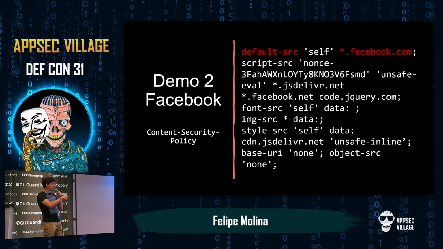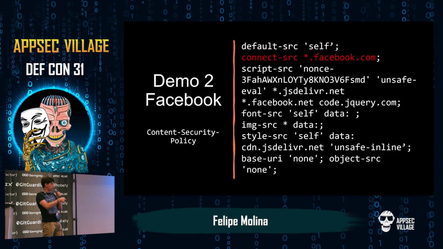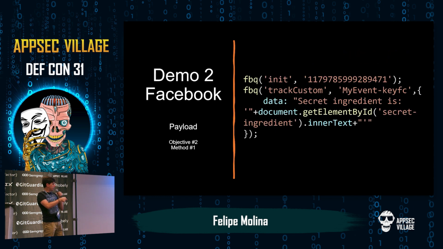No, so this is the content security policy that you would face. This or this other configuration to exfiltrate data. Okay, this is going to be shorter. In this case, we are taking advantage of the Facebook framework, the tracking pixel. No, the first line is just initiating the tracking pixel of Facebook to point to the attacker account ID, and the second line is just creating a fake custom event. This fake custom event is going to exfiltrate within the data the secret ingredient in this case.